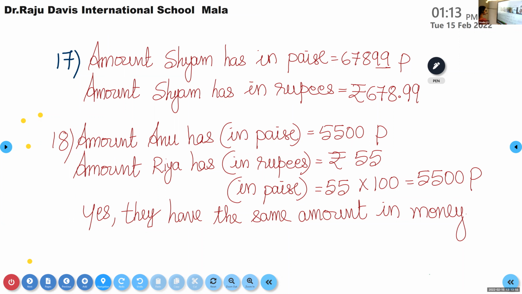Yes, they have the same amount of money. This is the final answer. Amount Anu has, amount Riya has. At last, yes, they have the same amount of money. Now move to the next page.